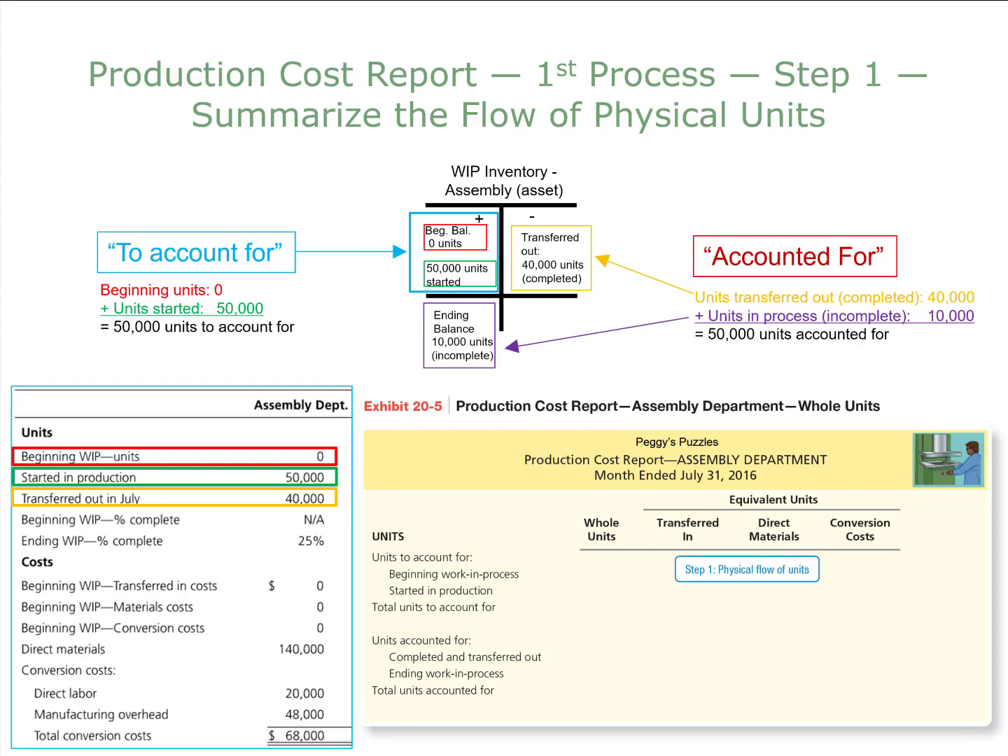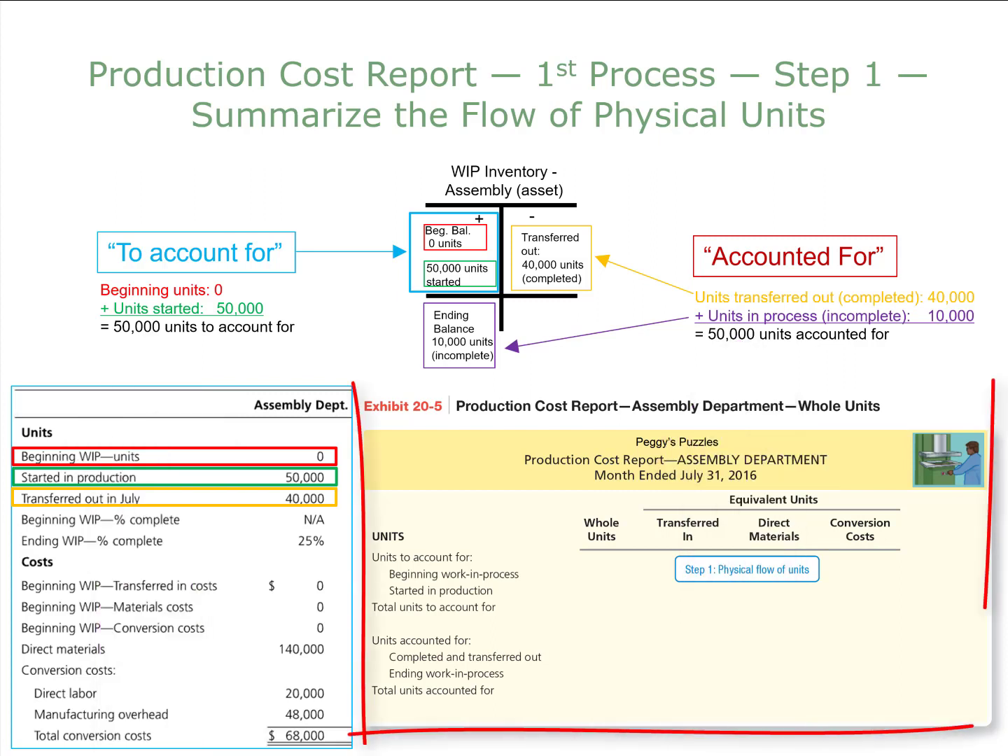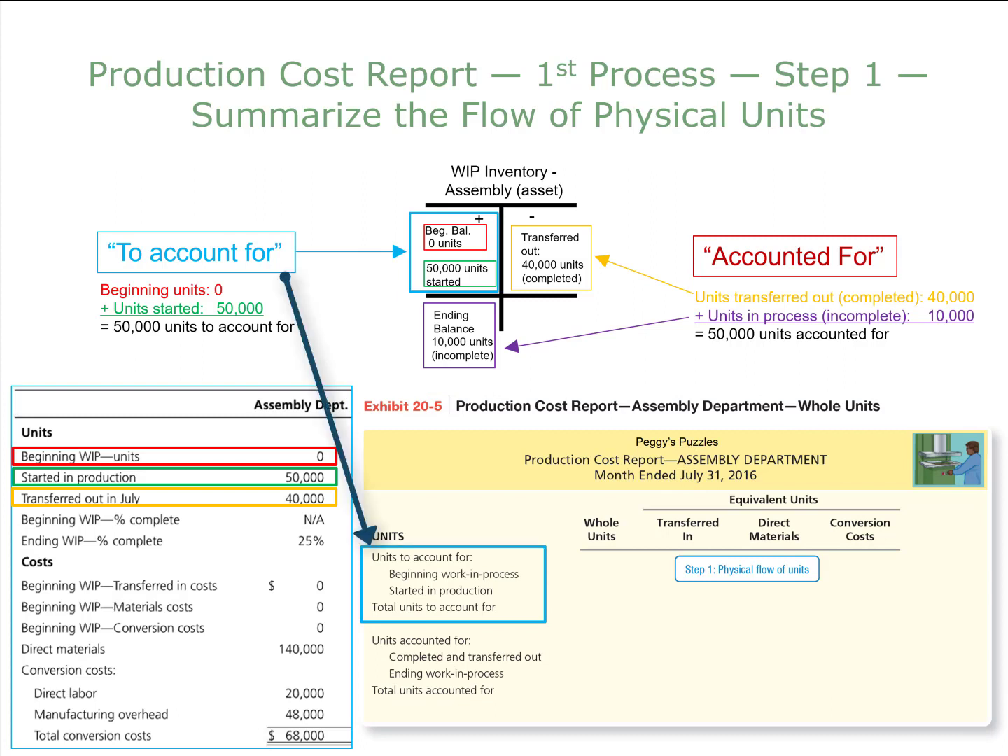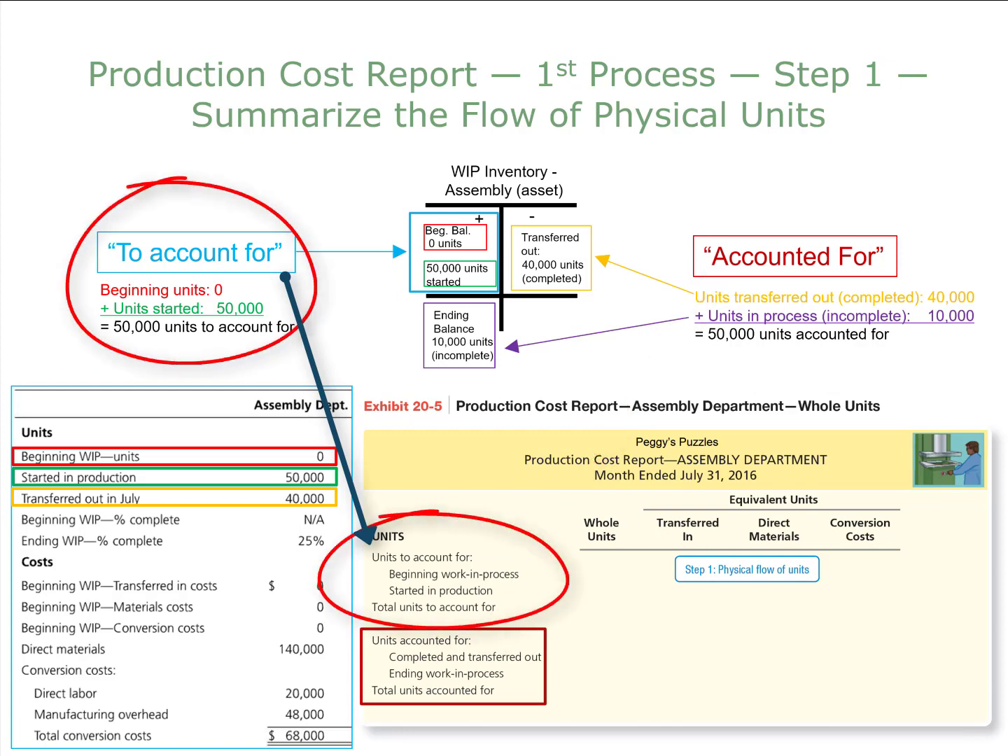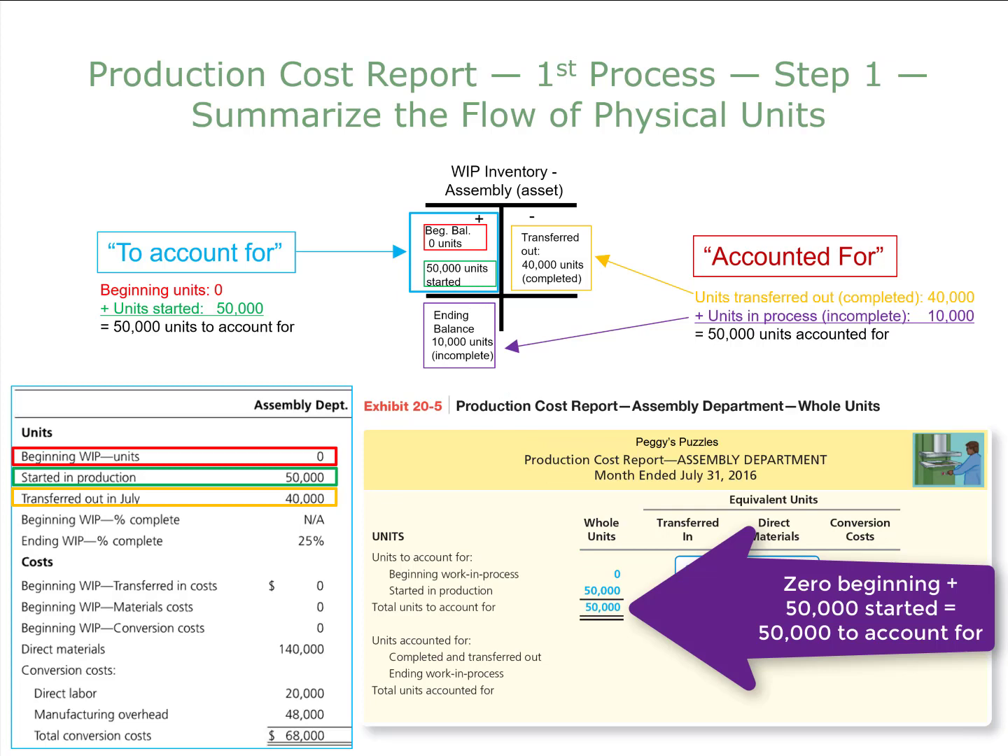In this case, 50,000. So now we can fill out the first part of our production cost report, which is in the lower right corner of the screen. Notice this report is only for the assembly department. Very simply, it shows the units we have to account for and units accounted for. Starting with units to account for, we can now fill in the beginning work in process in whole units, which was 0. Next, we fill in the units started in production during the period, which was 50,000. Then we fill in the total number of units to account for, 50,000.